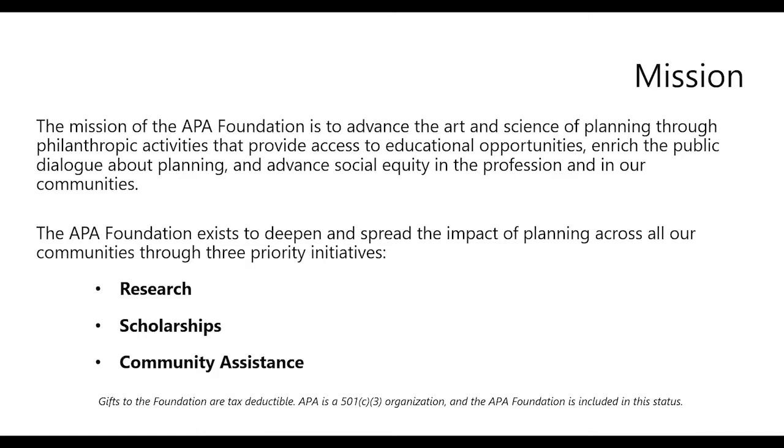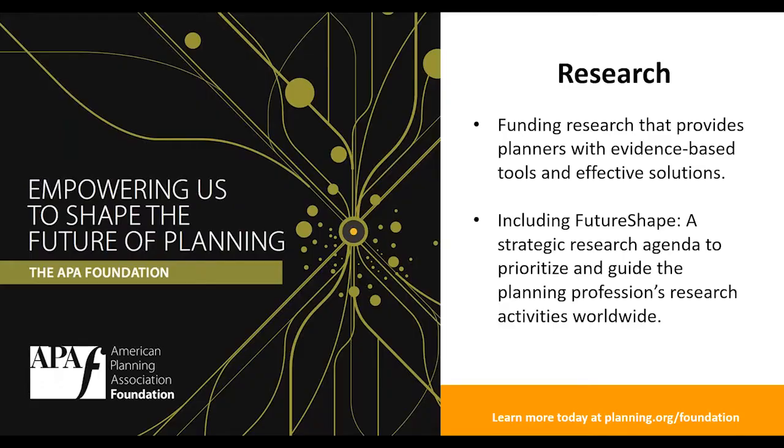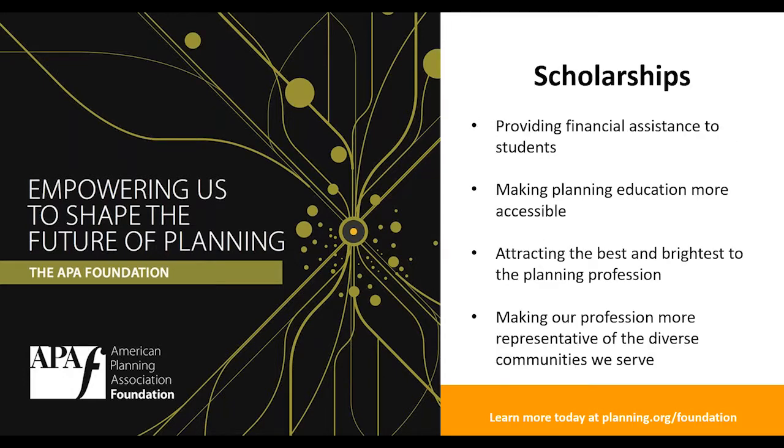Foundation activities are implemented through three priority areas, which I'll go into a little more deeply on the next few pages. They are research, scholarships, and community assistance. The research priority area provides planners with evidence-based tools and will include the development of a strategic research agenda for the entire planning profession. We'll be hosting a convening of planners, researchers, academics, and partners in 2019, so stay tuned for more details on that.